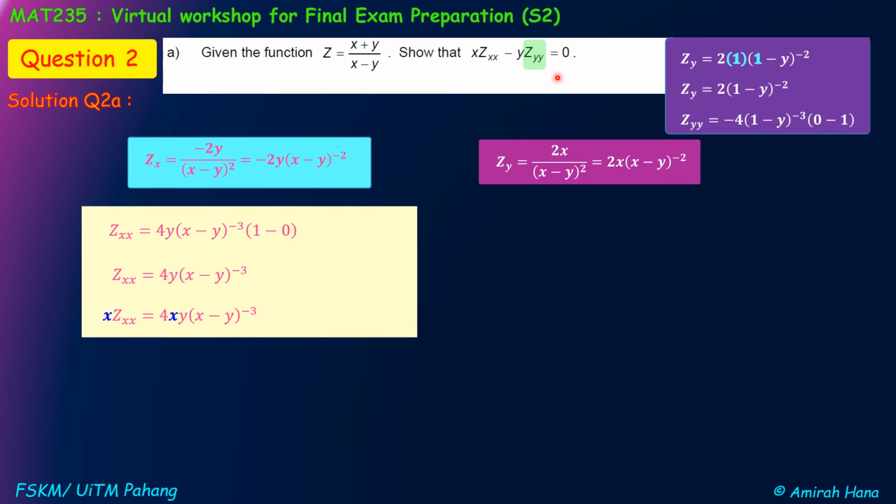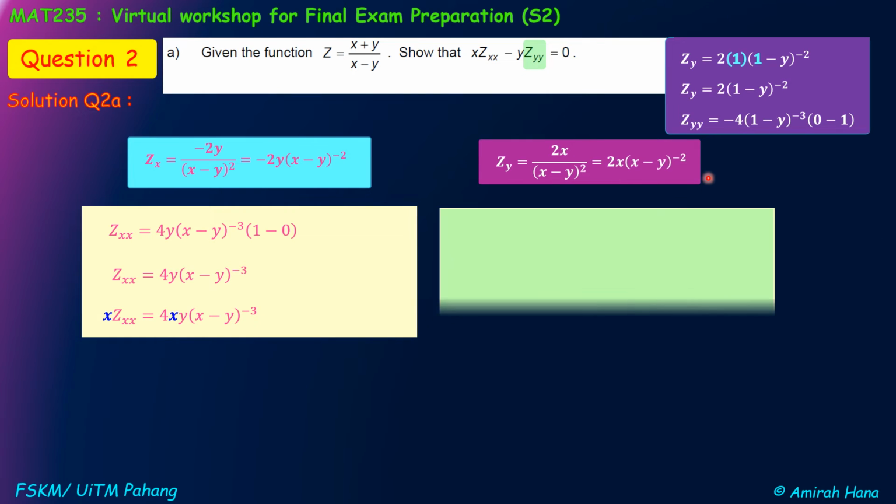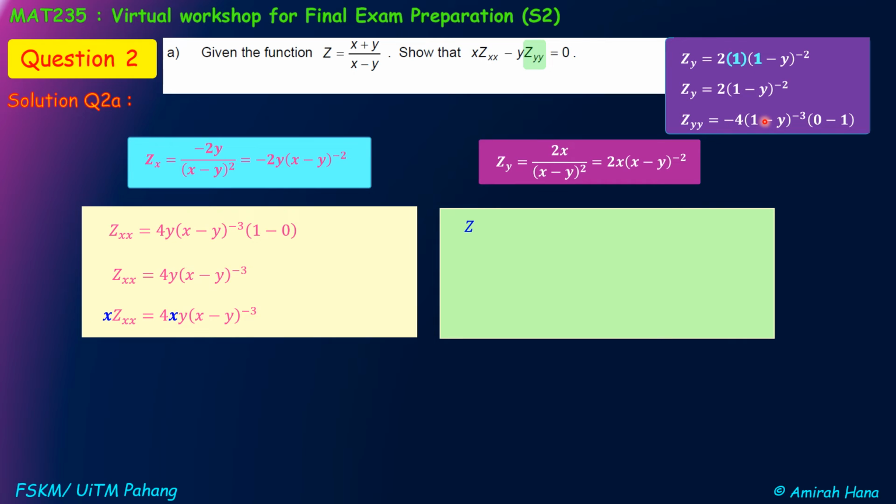Next, to find zyy, from here we use the same technique. Okay? So from here, we just differentiate zy with respect to y. So we get zyy equals to, we multiply negative 2 with 2x here. Remember, x now we treat as a constant. So we just multiply the power and the constant in front here. After we multiply negative 2 and 2x, we get negative 4x.